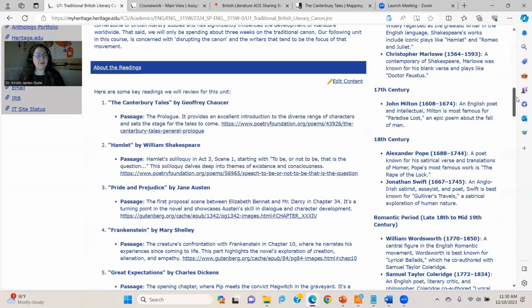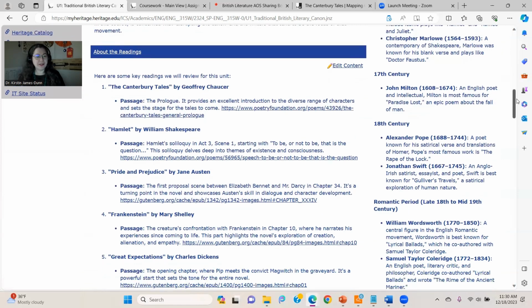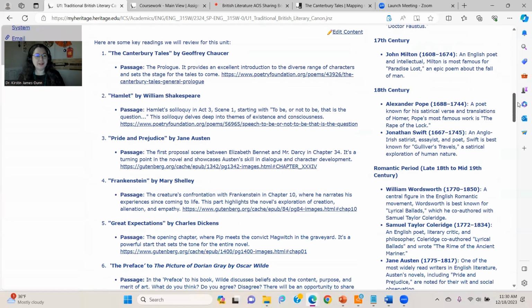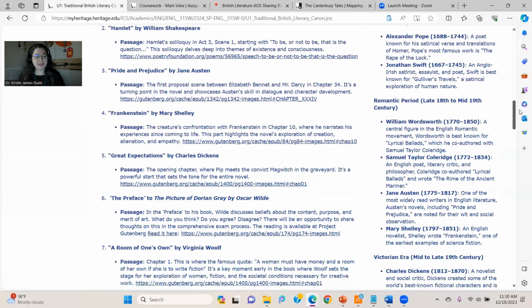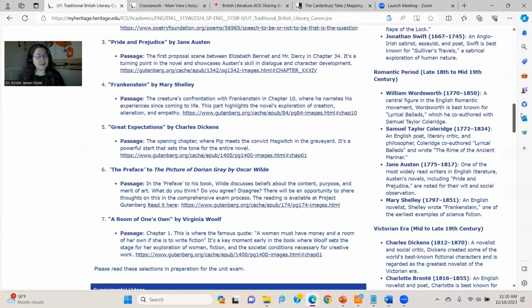So, about the readings, we're going to focus on Geoffrey Chaucer's Canterbury Tales, William Shakespeare's Hamlet, Pride and Prejudice, and Frankenstein by Mary Shelley, just a taster of that. We will be reading the entirety of the book during this course. It's the only work we read really in its entirety as a book. We'll be writing a term paper about that as well.